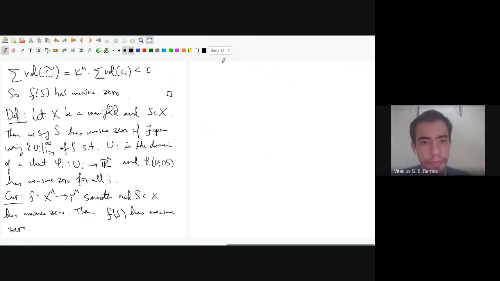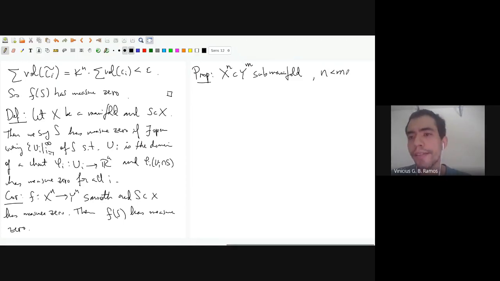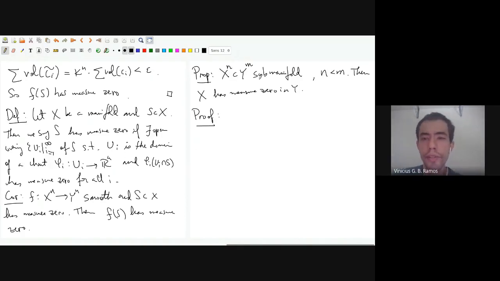Okay. So now let's prove another proposition, which is the following. If X is a submanifold of Y, and X has dimension n, and Y has dimension m, if n is strictly less than m, then X has measure 0 in Y. So a submanifold of codimension at least 1 always has measure 0. Okay? So how do we prove this? Well, as I said, everything is local. So locally, we can see a submanifold as just a subspace R^n as a subspace of R^m.